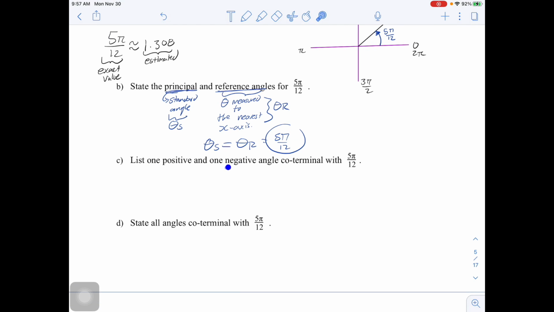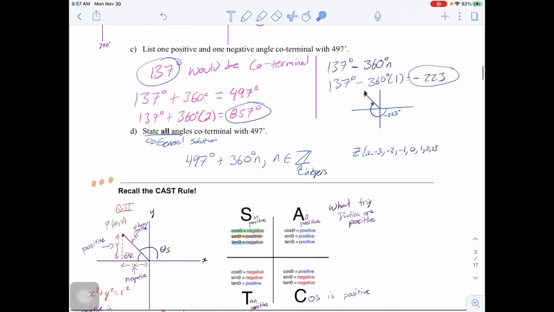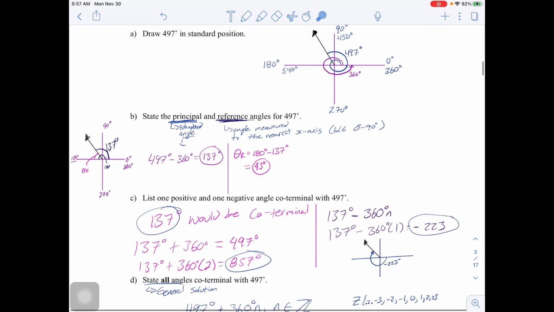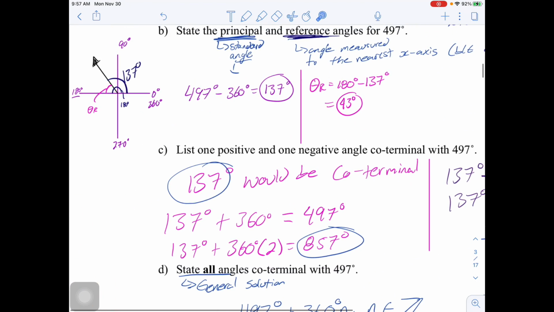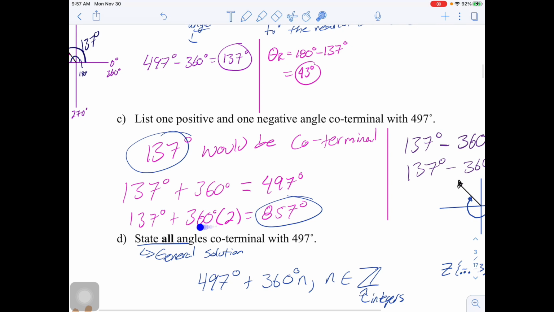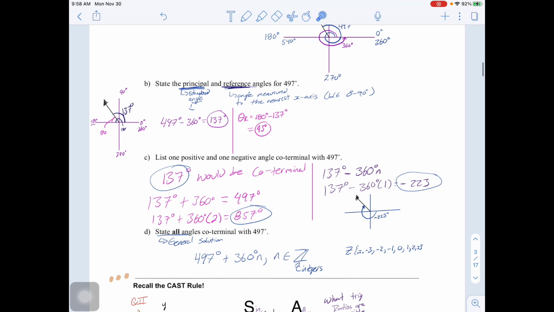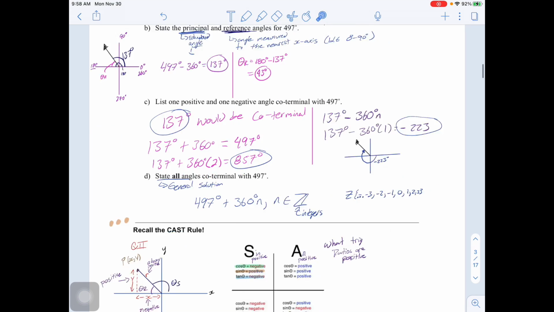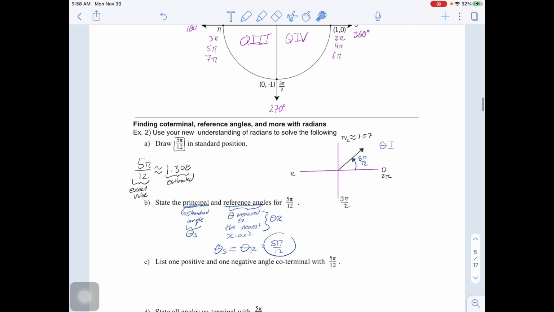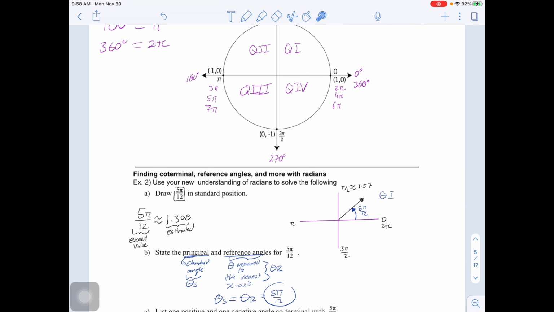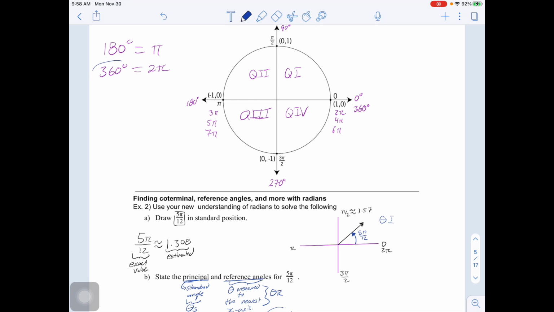Now, list one positive and one negative coterminal angle with 5 pi over 12. So if you can remember what we did in our other video, and again, if you haven't watched it, please go see it. But what did we do? Well, all we did was we added or subtracted multiples of 360 because we start at that angle and then we go one full rotation around counterclockwise or one full rotation around clockwise. And you can do as many rotations as you want and you'll always end up with a coterminal angle. So here, recall that one full rotation in radians is 2 pi.